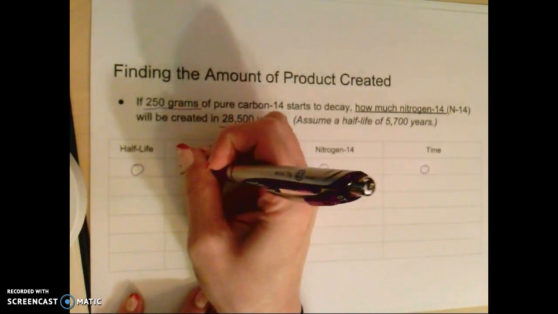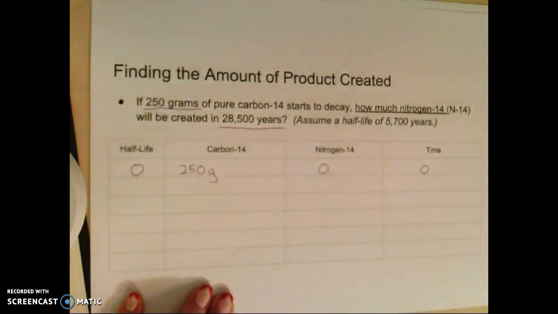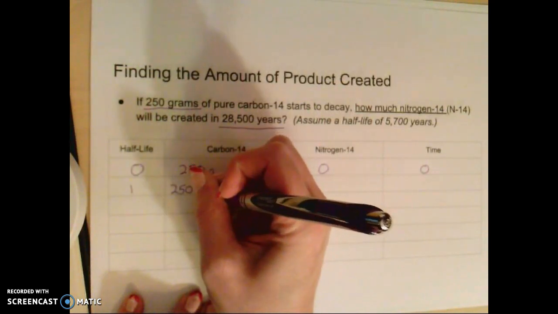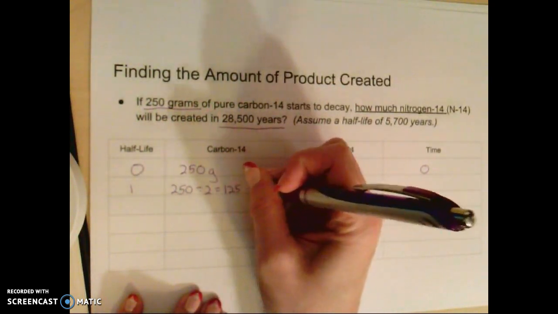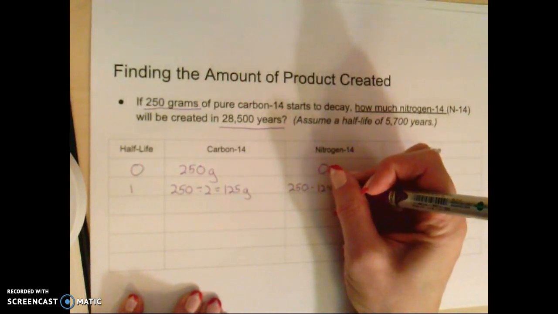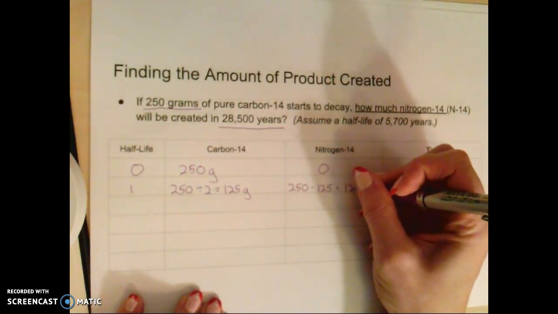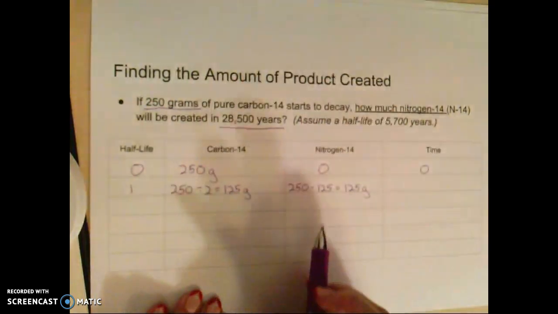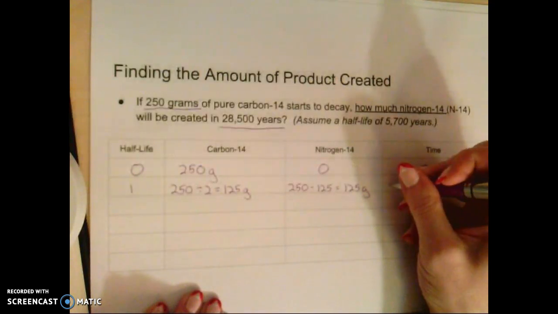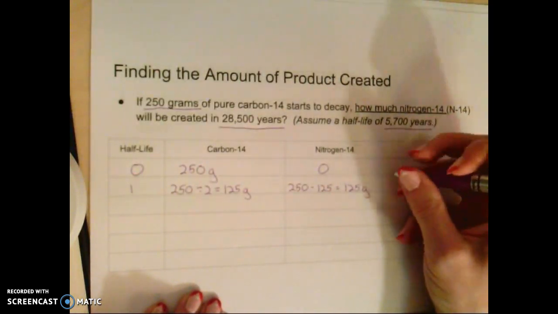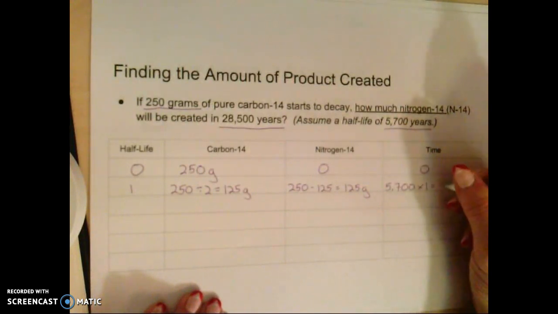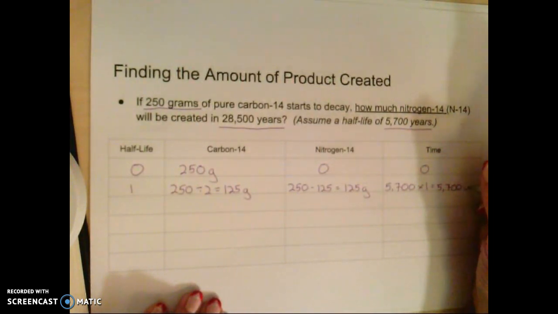The carbon-14 is 250 grams, which we know from our problem. After one half-life, the 250 grams is divided by 2, and we get 125 grams. Then we do 250 subtract the 125, and we get 125 grams. When figuring out the daughter, you always start with whatever you started with in the problem and then subtract how much original is left. Then to find time, you take how much time is in one half-life, and you multiply it times however many half-lives you're at, which in this case is 1. So we have 5,700 years.